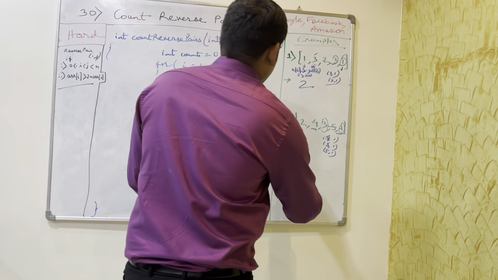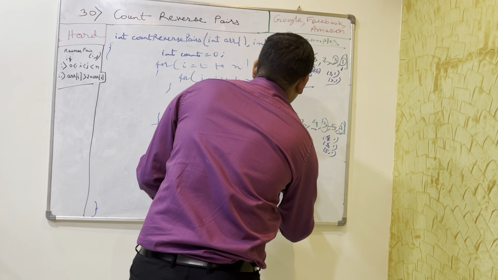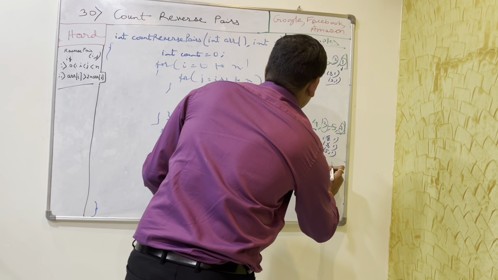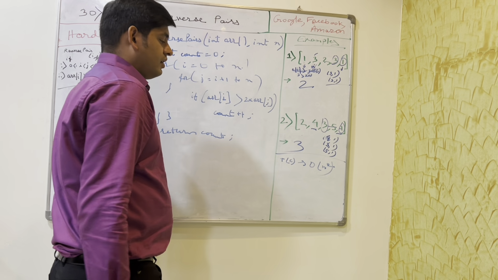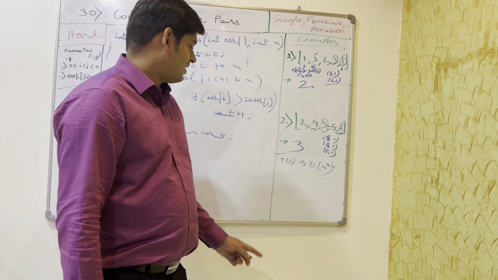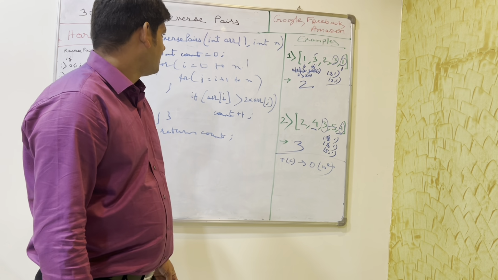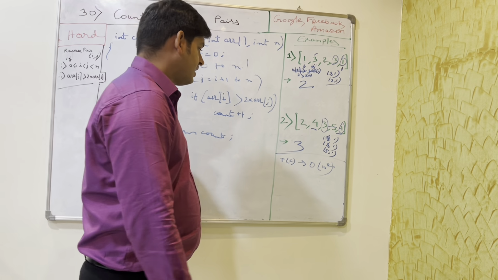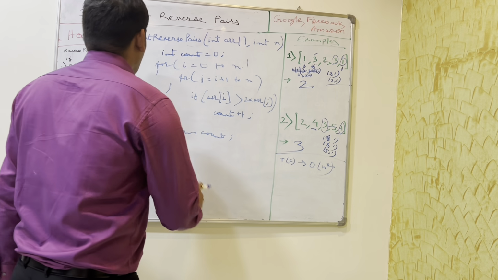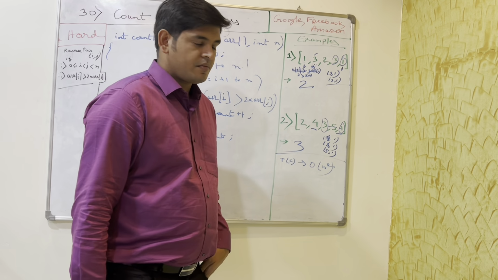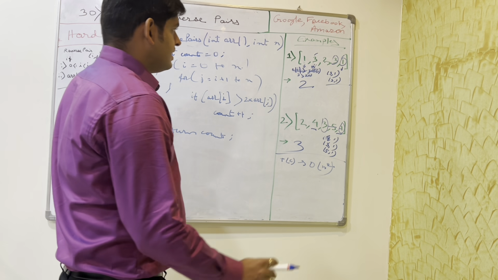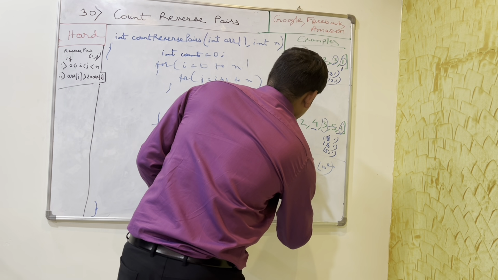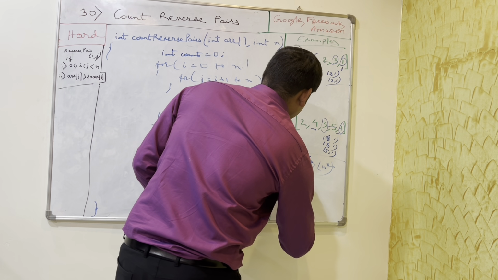What is the time complexity? Time complexity is order of n square. Space complexity is order of 1. It's done, but it's not an optimal solution, of course. We can give a better solution. N square is not the optimal solution. So how can we improve it? We are doing this, but is there any better approach? Yes, this is a brute force approach, and there is an optimal approach.